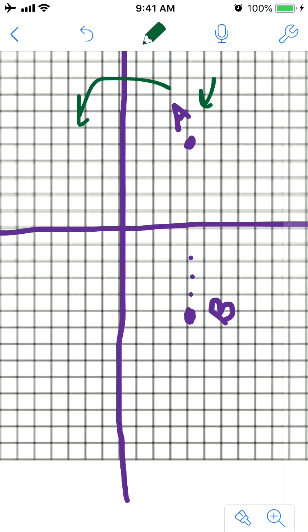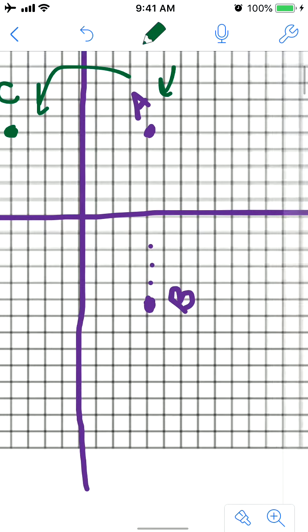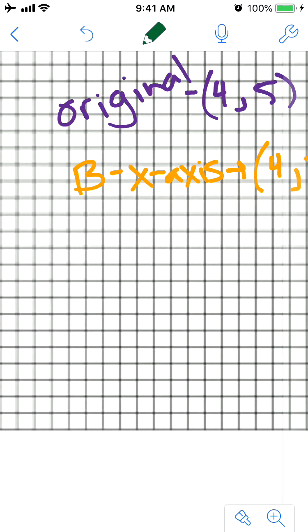But we're going to do the same thing here. We're going to flip it over the y-axis. Well, it's 4 out to begin with, so it's going to be 4 back. 1, 2, 3, 4. But it's still going to be 5 up, and we'll call that C. Or maybe A double prime if you want. Okay, so C was the reflection over the y-axis.